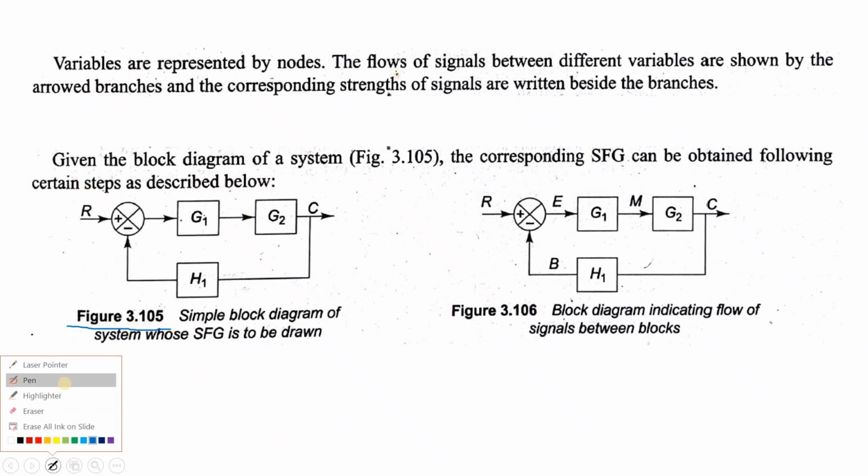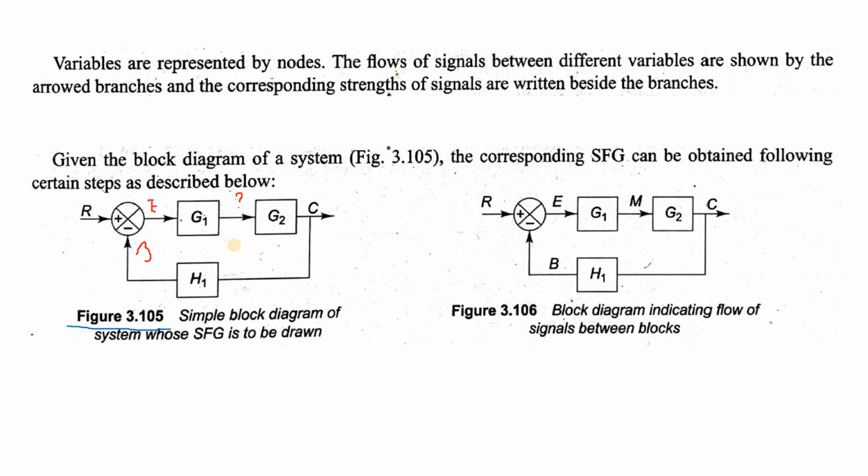Suppose we consider this particular figure, this is a closed loop system. You have input R, negative feedback H1, two forward transfer functions G1 and G2, and output C. Now in the block reduction technique, we were not bothered about the signals, such as what signal is entering G1, G2, or H1, and what is this signal. We know that this is B, we know that this is error, isn't it?